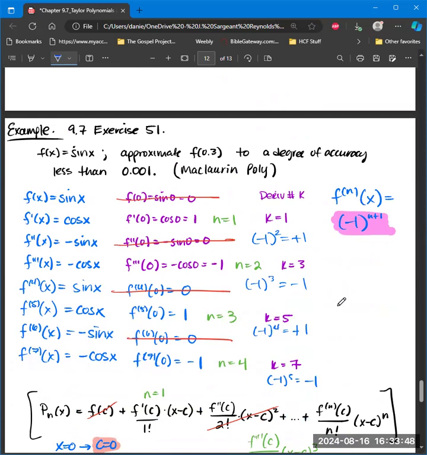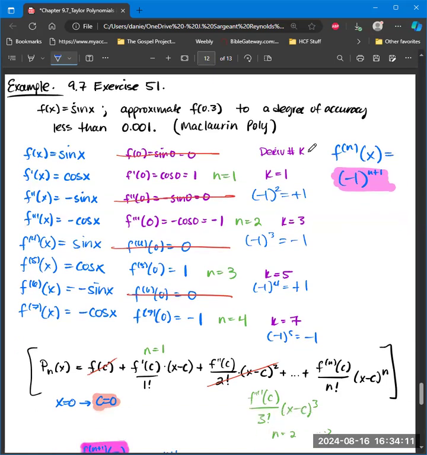9.7, exercise number 51 from the 10th edition of the textbook, I think, when we were making this. If you want f of x equal to sine of x and use that to approximate f of 3/10 to a degree of accuracy less than 1,000th using the Maclaurin polynomial, then we need to figure out what degree we need to go to, or we can just figure out a whole bunch of derivatives until we can figure out the pattern.